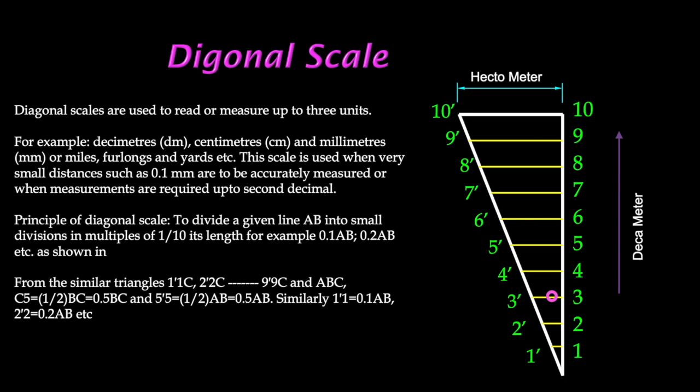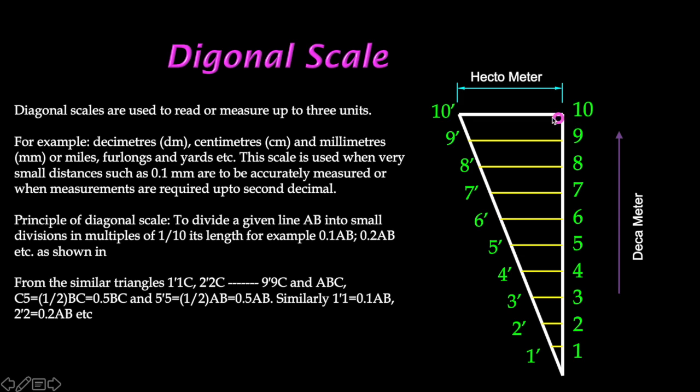Again, we can also prove this is 3 times this one. This yellow line is 3 times this one. So using the similar triangle method, we can prove this. This line is 9 times this one, and finally this is 10 times this one, or 1 dashed is 1/10 of this.